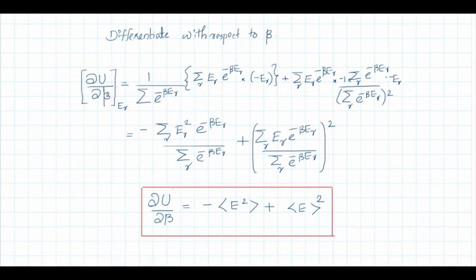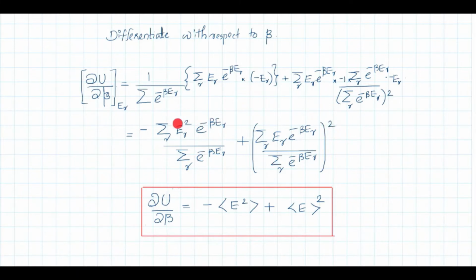So this is sigma R ER square e raised to minus beta ER divided by sigma R e raised to minus beta ER plus sigma R ER e raised to minus beta ER whole square. Because here you have a sigma R ER e raised to minus beta ER, here you have a sigma R ER e raised to minus beta ER. This minus and this minus becomes plus. Denominator is already a square quantity, so this can be written as whole square.